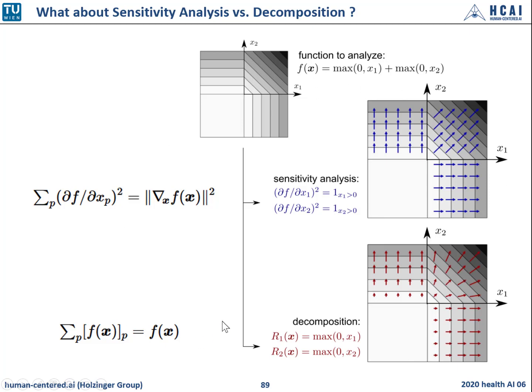So in this slide we see the difference between sensitivity and decomposition by looking at a simple two-dimensional example, a sum of two nonlinear functions, each operating on one variable of the input space. The function value here is represented with contour lines, and explanations are represented as a vector field.